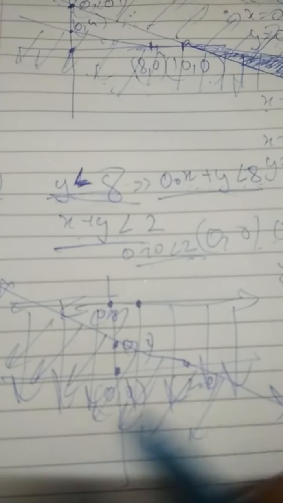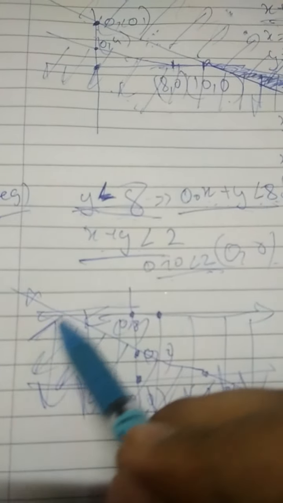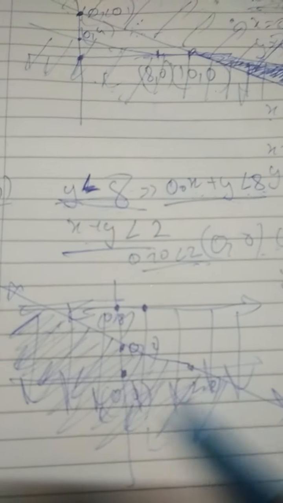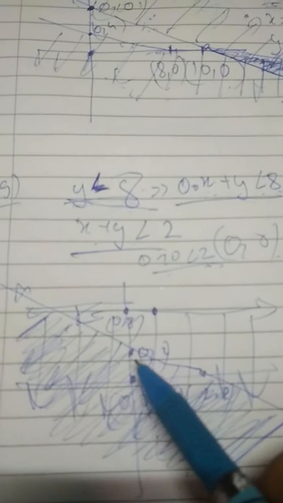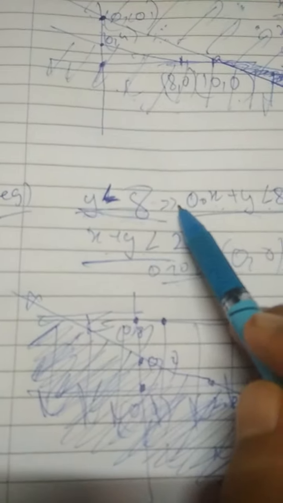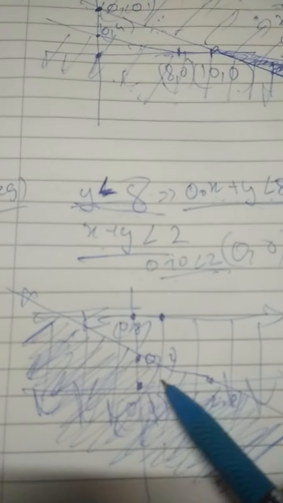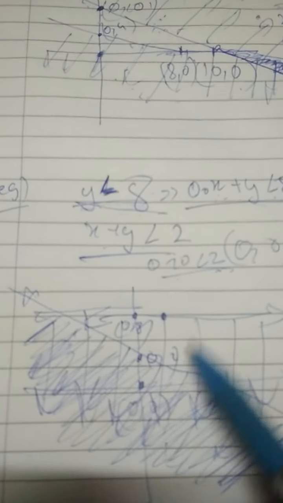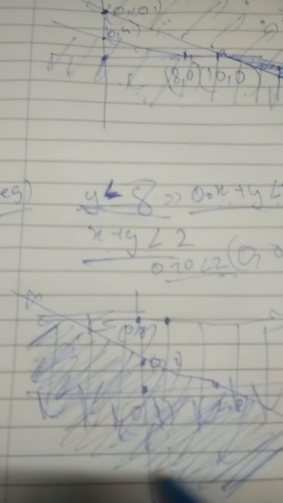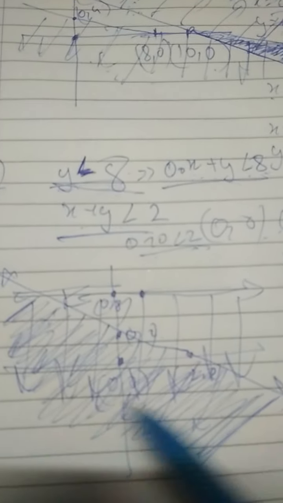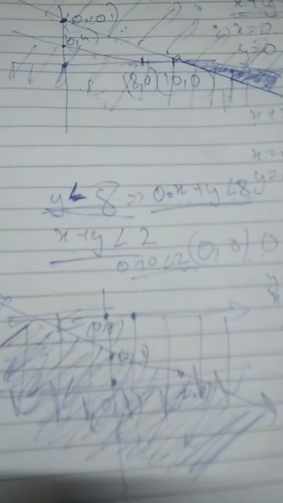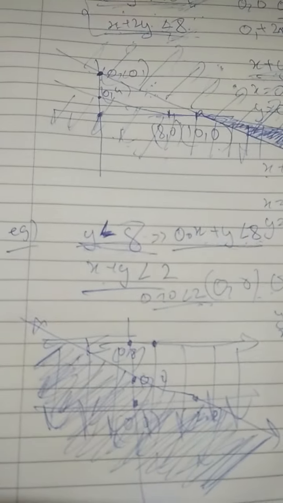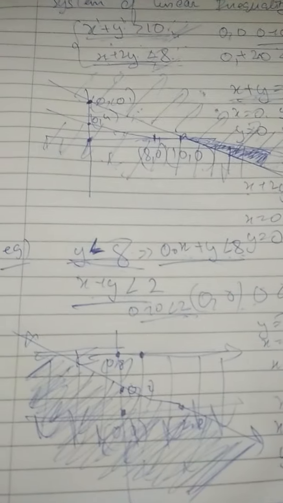Now we need to tell which is the overlapping region. This region over here is the common region. By common region we mean the region which is in the solution to this inequality and also in the solution to this inequality. Therefore this is a common region. So this is the solution of the linear inequalities. That's how we find the solution to linear inequalities.